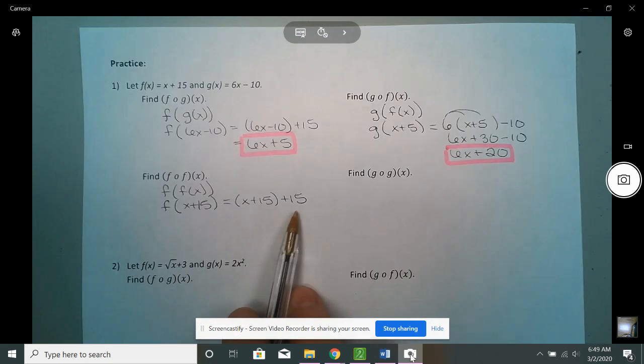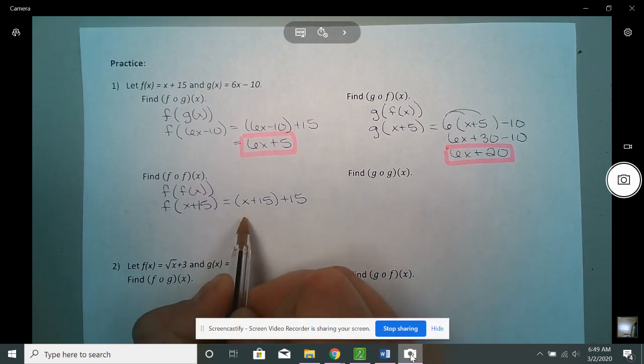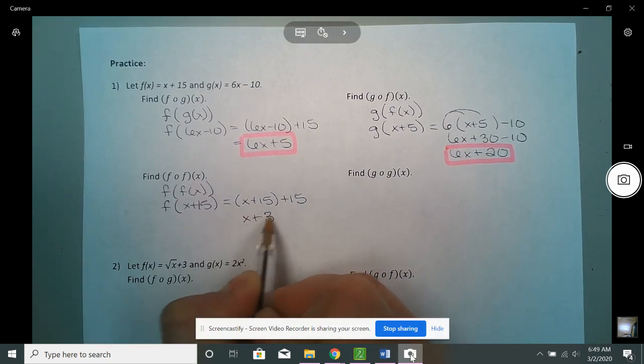All I need to do here is combine like terms. 15 plus 15 is 30.